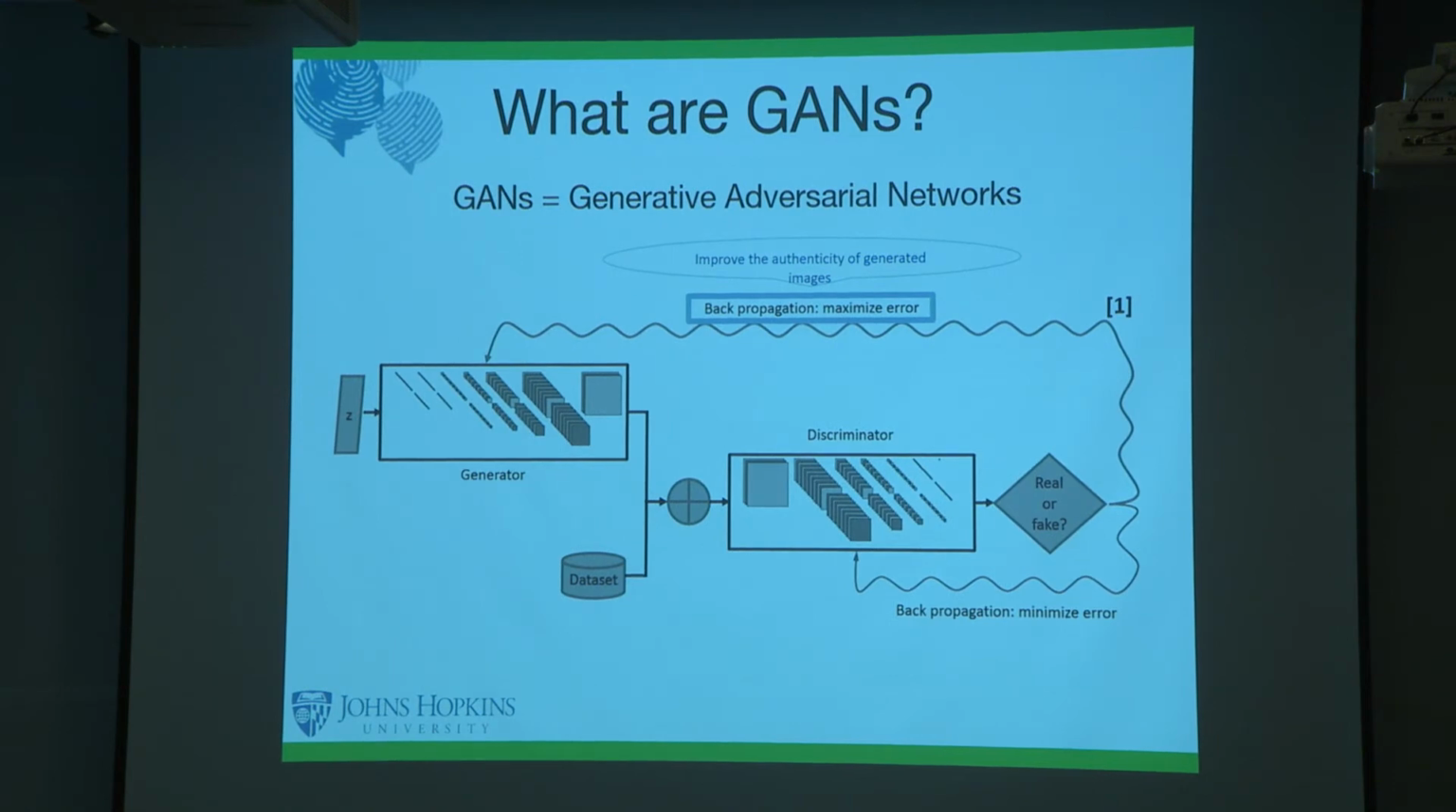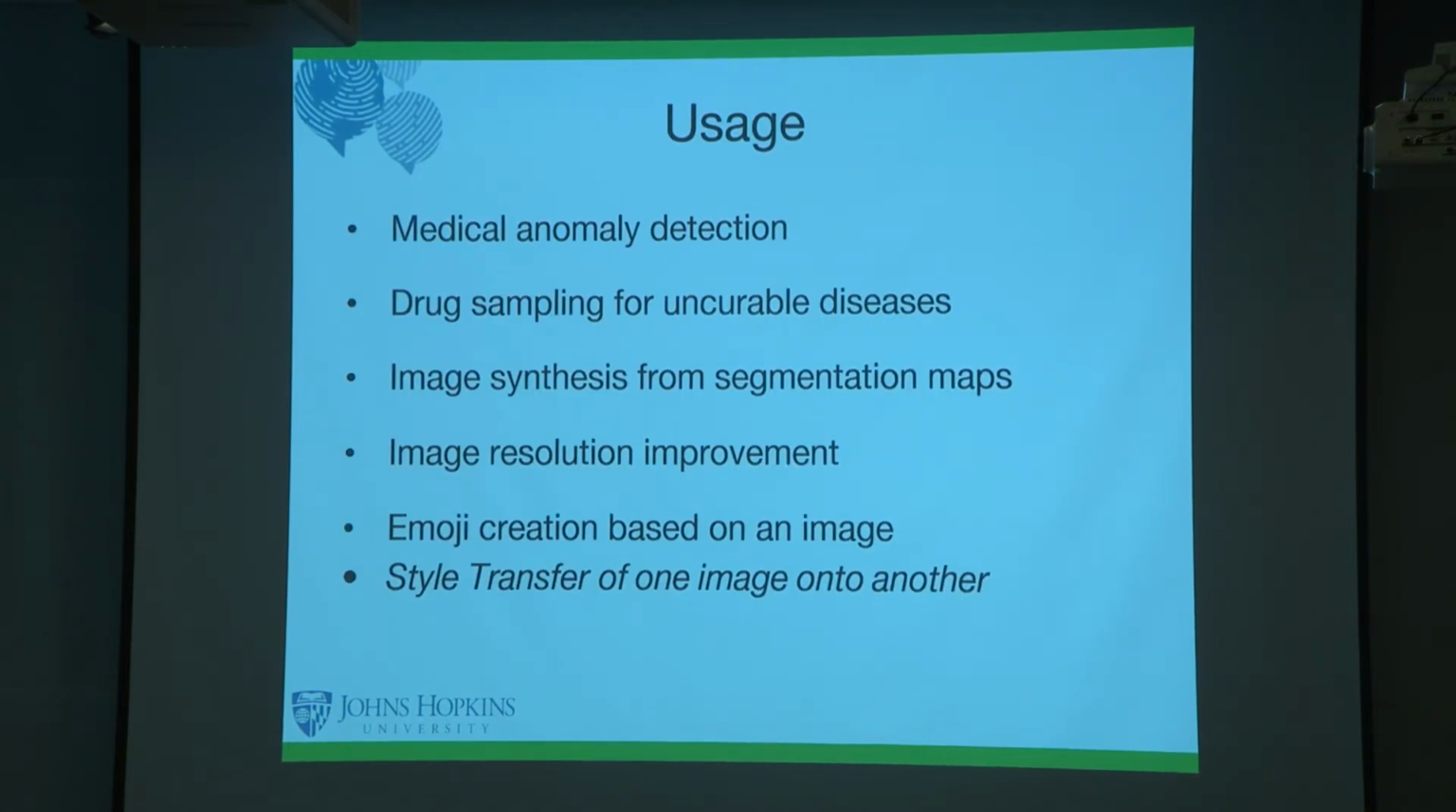And so basically, the goal of GANs is to take the synthetic data, overlay that with style images, like the YAML data set, and to make that a little bit more realistic. And so other uses of GANs include the following. You can use them for medical anomaly detection, drug sampling for uncurable diseases, image synthesis from segmentation maps, image resolution improvement, and for what we used it for, style transfer from one image to another.